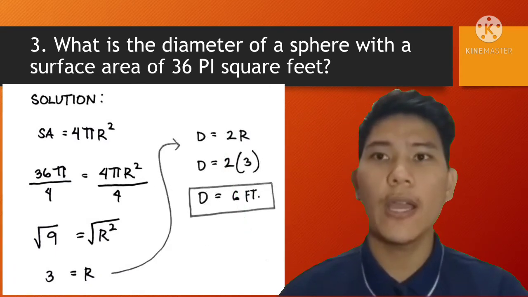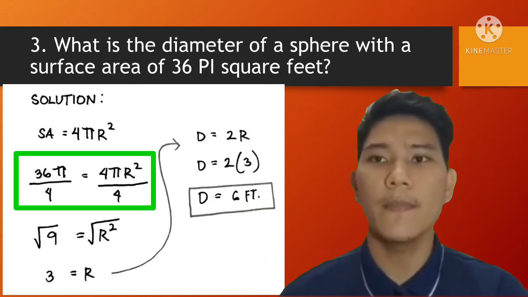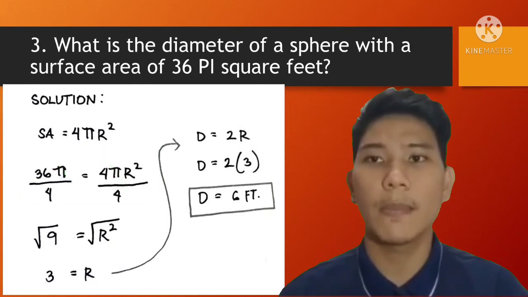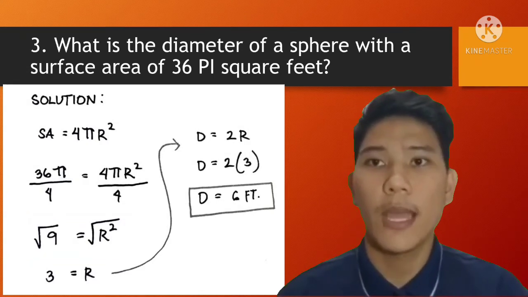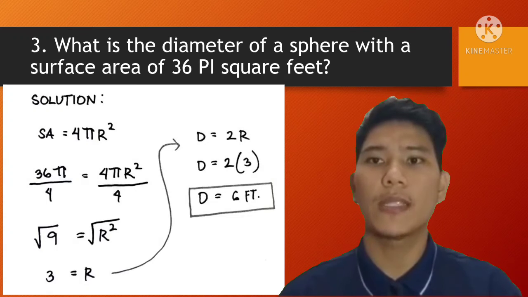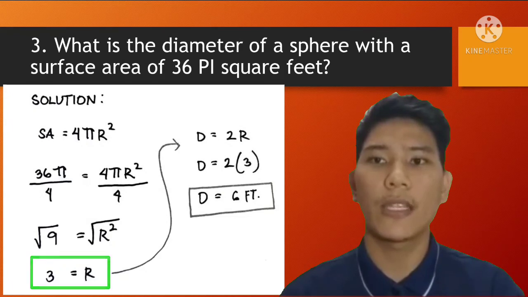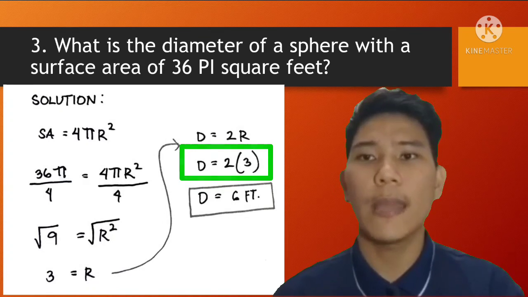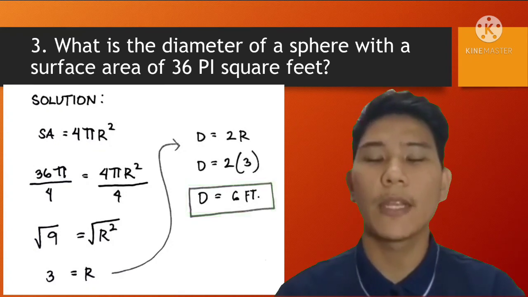Now, let's go ahead and find the radius first. So the surface area is 36 pi. Let's cancel pi and then divide both sides by 4. 36 divided by 4 is 9. So 9 is equal to r squared. Now, let's take the square root of both sides. So the radius is 3 feet long, and the diameter is twice the length of the radius. So it's going to be 2 times 3. Therefore, the diameter is 6 feet long, and so that's how you could find the diameter of the sphere.